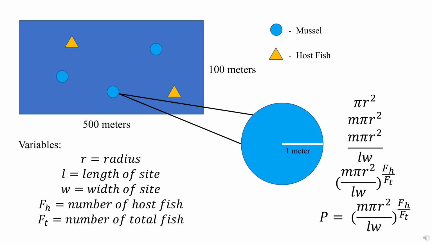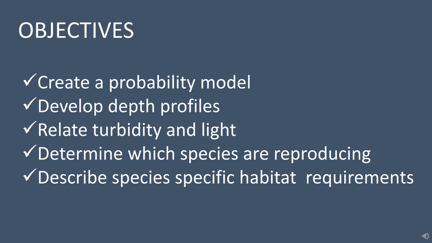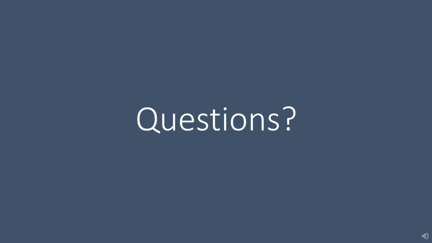Raising this quantity to the number of fish hosts available over the total fish available gives us the probability of a host fish coming in contact with a mussel. Assuming everything is constant, as the number of mussels and the availability of fish hosts increase, the probability of reproductive success approaches 1. Going further, my study will determine if, how often, and under what circumstances mussel populations are limited by the availability of hosts. Thank you.